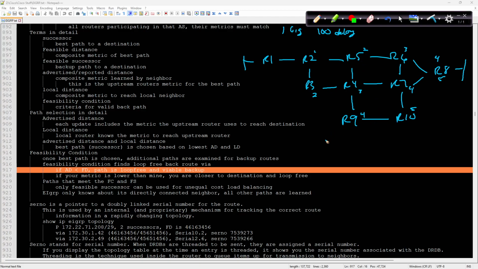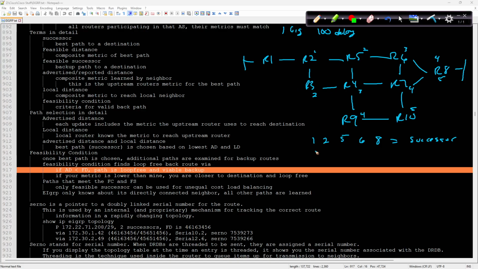Well, this path, 1, 2, 5, 6, and 8, would be your successor. The reason why is because it's 1, 2, 3, 4 hops away, because that's how we're calculating the advertised distance. Now, from a backup path standpoint, we've already calculated that 1, 2, 5, 6, 8 is the successor. What is 1, 2, 3, 4, 7, 8?